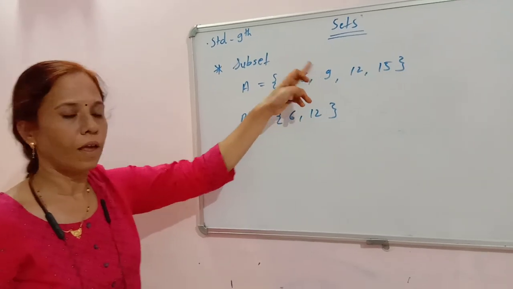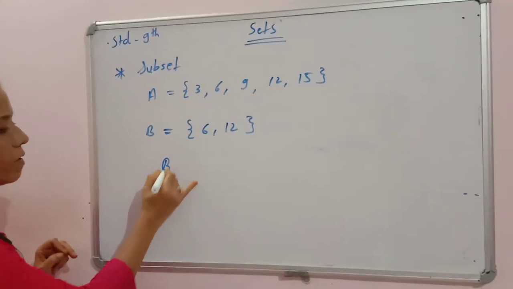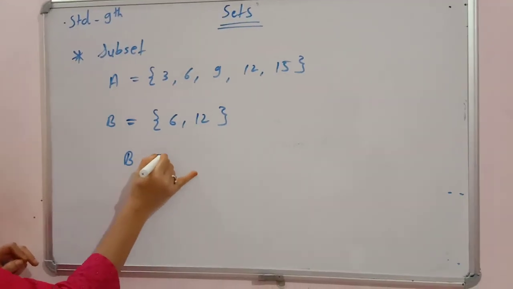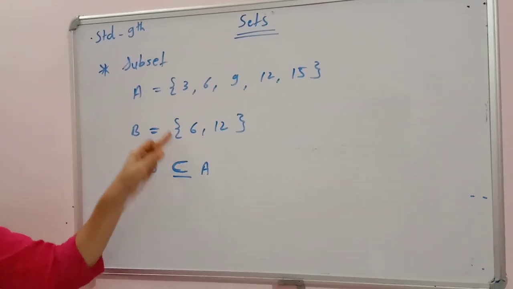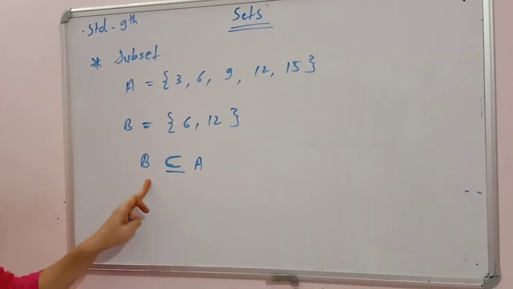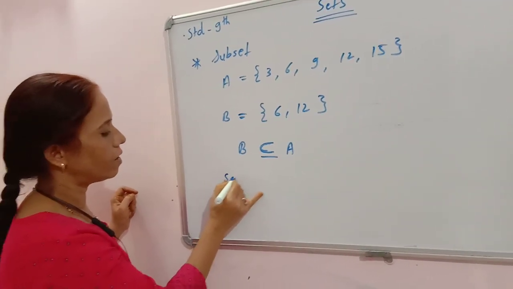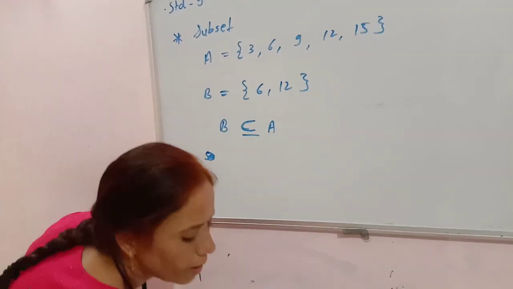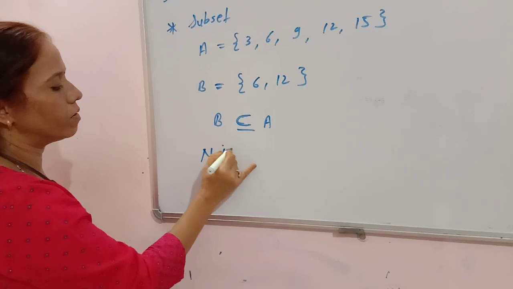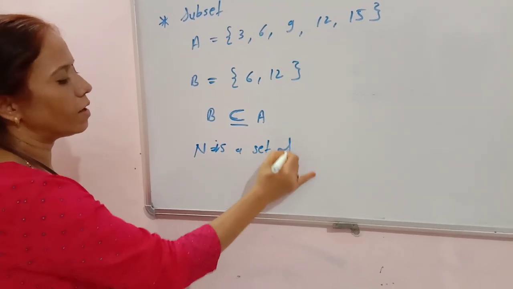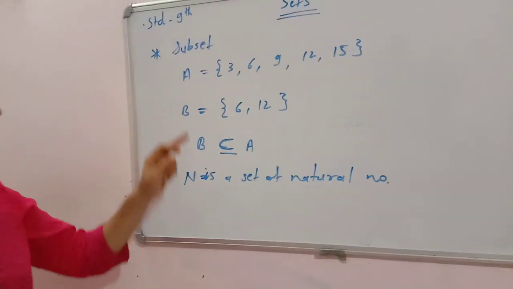but every element of B is present in A, and in this case we say that B is a subset of A, and it is written symbolically like this: B is a subset of A. When every element of set B is present in set A, then B is known as a subset of A. Therefore, we can say that every set is a subset of itself. For example, N is a set of natural numbers. It is a subset of itself. This is the property of subset.